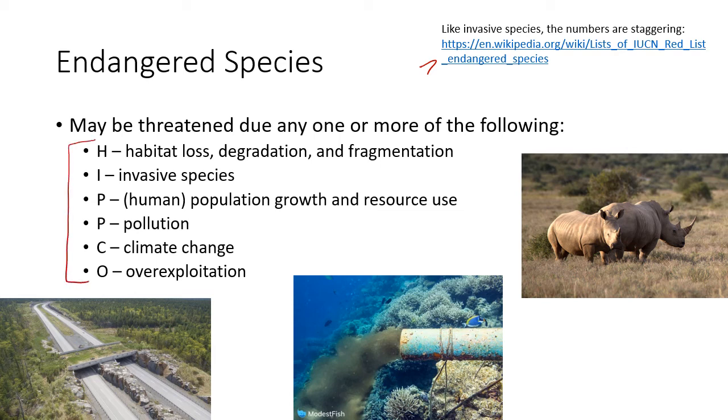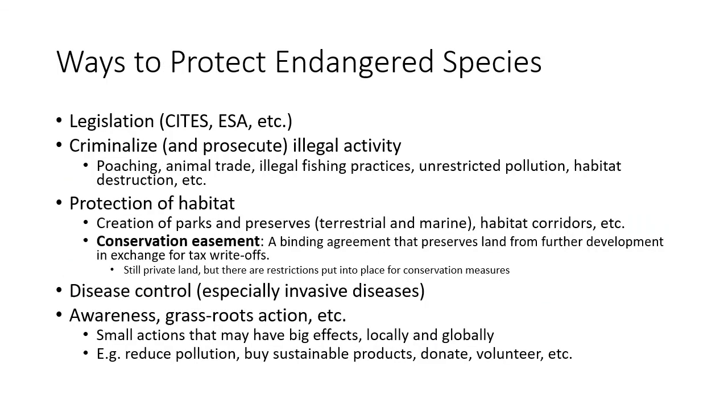So we've talked about this acronym HIPCO before, and any one or more of those can cause a species to lose population size or to decrease in population size and eventually become endangered. And we'll talk about specific examples of endangered species in class, even more so than we talked about in the Endangered Species Act and CITES PowerPoint, but we'll talk about some more in class. I'll show a video.